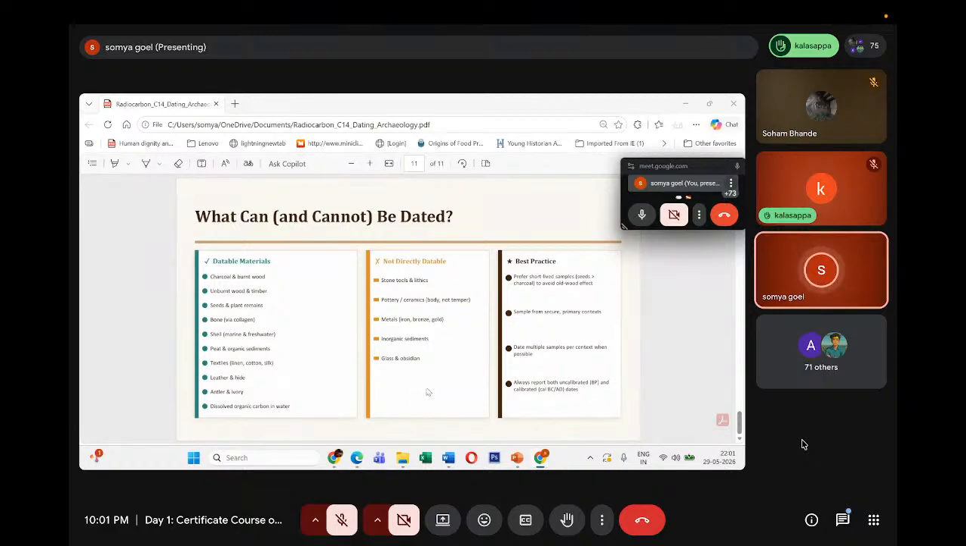So we cannot date the stone tools, they're not organic. We cannot date the pottery directly. However, we can date the organic residue inside the pottery. We sometimes find charred grains inside potsherds, so that can be dated, but not the pottery itself, not the stone tools themselves. We cannot date metals, any inorganic sediment, or any glass or obsidian material as well. As I said, we need organic material for this particular dating technique.